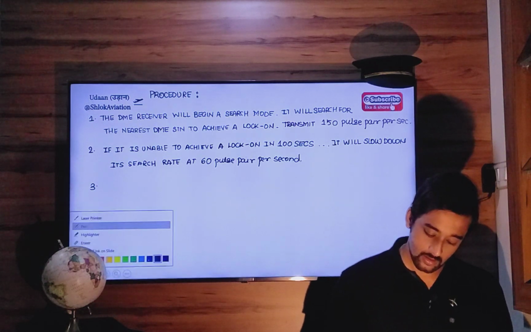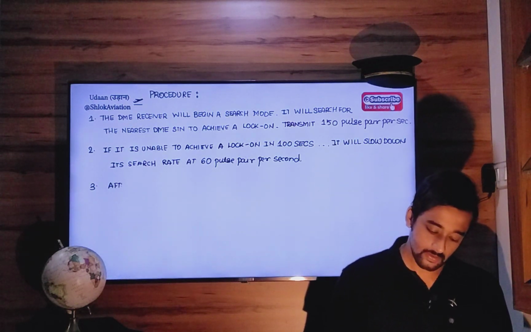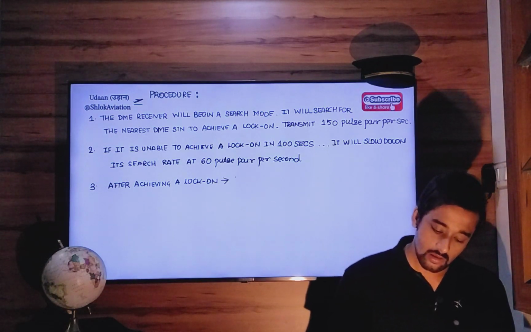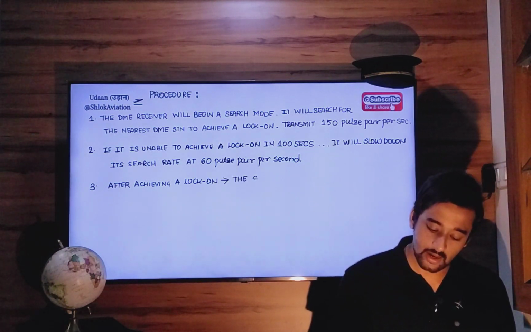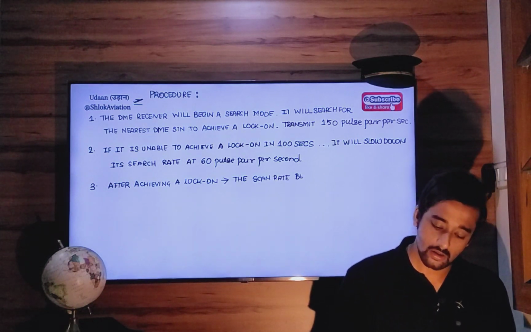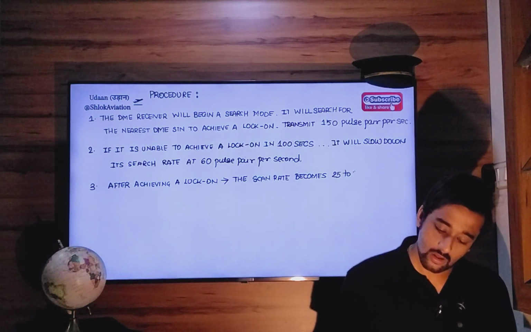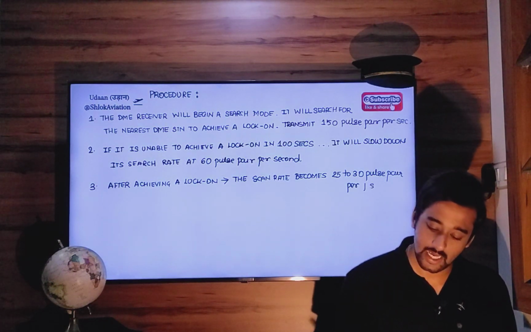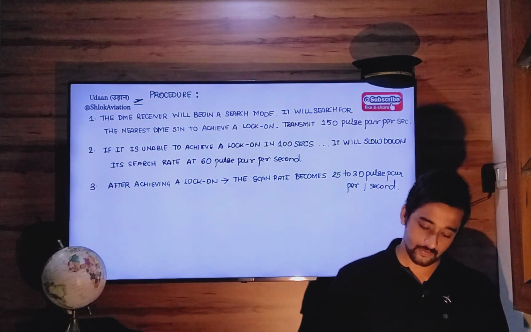Third, after achieving a lock on, the scan rate becomes 25 to 30 pulses per second.